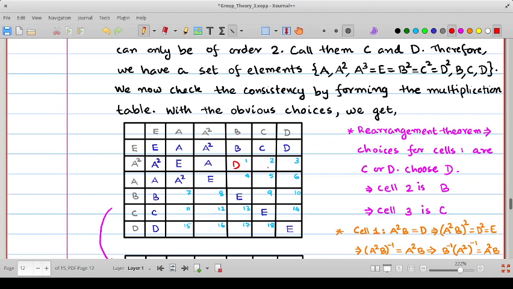So now we look at cell number 2. We already have A square and D taken care of in that row, and the column contains C. So the only remaining element of the group is B. So cell number 2 should be B. Now look at the column. It contains identity, A square, D, B. So the only element remaining is C, and therefore cell number 3 should be filled with that.